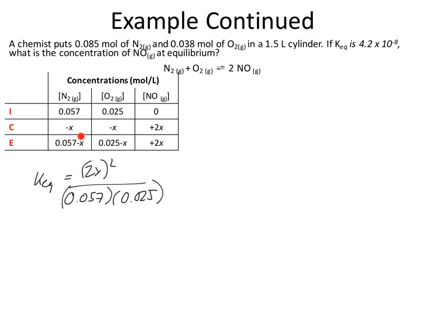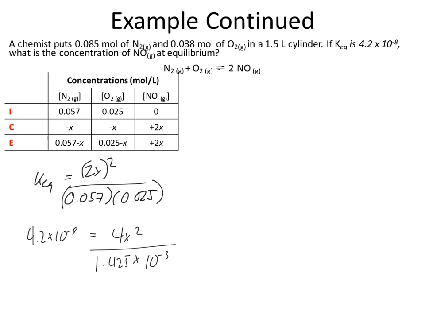So once again, we drop that minus x because the change is going to be so small, or we're assuming the change is going to be so small, that it's almost going to be like having the initial concentrations at equilibrium. So if we do this all out here, and we also substitute our value for K equilibrium, which is 4.2 times 10 to the negative 8, that's going to be equal to 4x squared all over, if we put this in scientific notation, 1.425 times 10 to the negative 3.